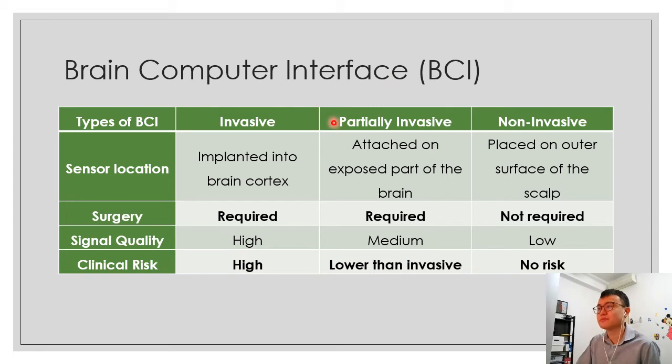There are three types of BCIs, namely invasive, partially invasive, and non-invasive BCIs. The main difference between them is that invasive and partially invasive BCIs require clinical surgery to implant the sensors into the human brain, while non-invasive BCI does not require such a process.